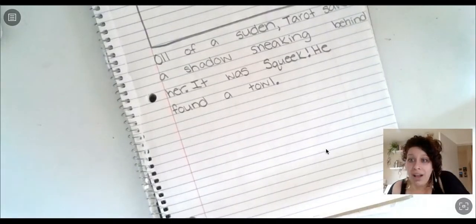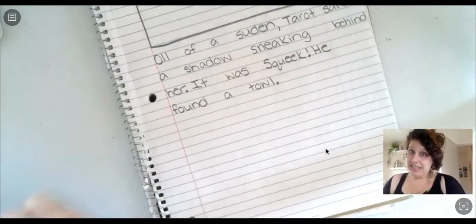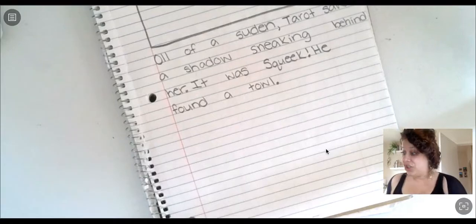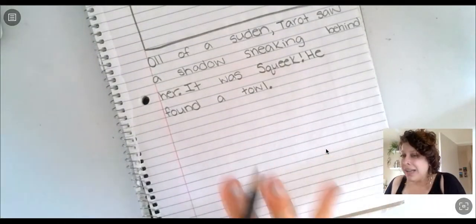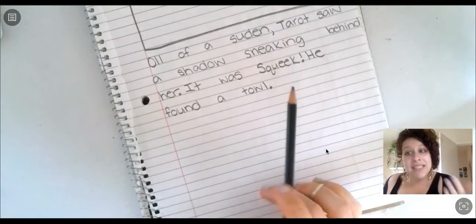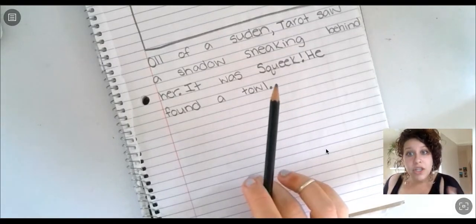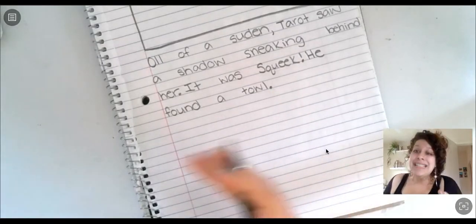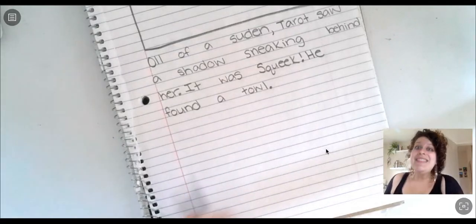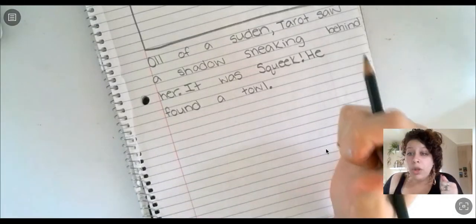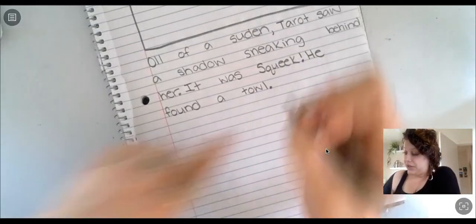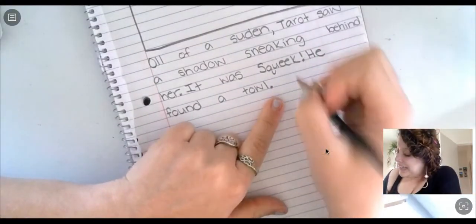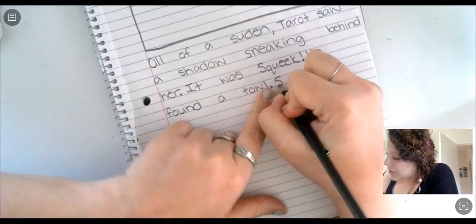Now, the point of the end is I need to solve my problem. I need to come up with a solution. So I'm starting, but I'm not quite there yet because Taro's still wet. Squeak found a towel, but I need to say that Squeak took the towel and dried Taro off. It was Squeak. He found a towel.